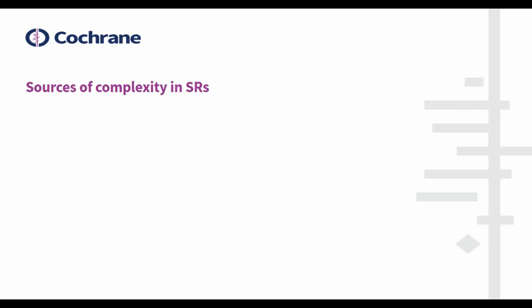Okay, so let's move on. So what might we regard as sources of complexity in systematic reviews? Well, over the number of years, I think it's fair to say that there's been some increasing sophistication, increasing complexity in the types of reviews that it's now possible to publish.